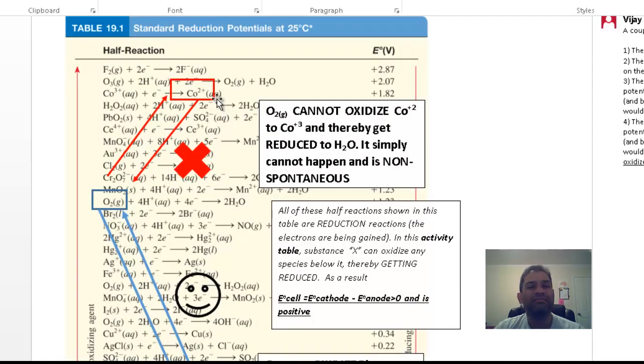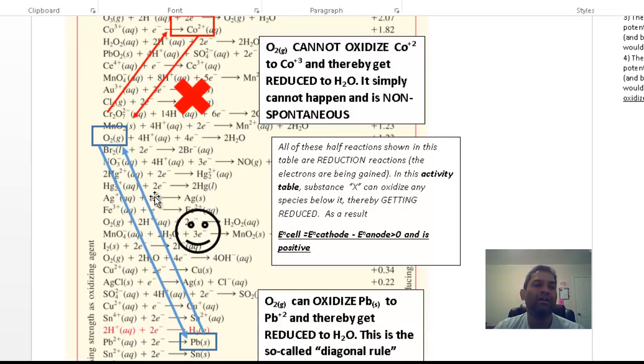So here this red X basically tells you that oxygen will not cause cobalt to flip. Okay, so that's a big X. What really happens is that Co2+ will cause water to flip and get oxidized to oxygen and protons. But this cobalt will not cause this oxygen to flip. So that's the diagonal rule. So this red is a no-no. Looking at this oxygen causing this lead solid to flip and get oxidized to Pb2+, that happens and you will get a positive voltage.